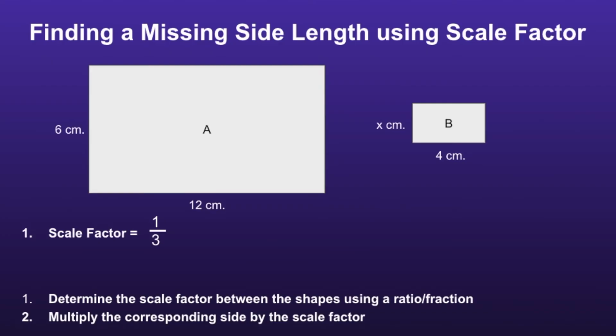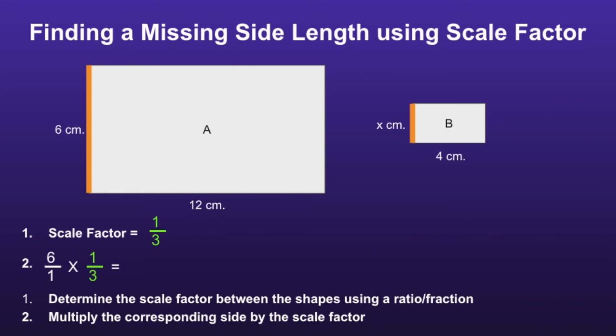Step 2. Multiply the corresponding side by the scale factor. Well, if we look back at our rectangles, we know the heights will also be corresponding sides. And we are given the height of rectangle A, which is 6 centimeters. So we will multiply that 6 by the scale factor, which was 1/3.